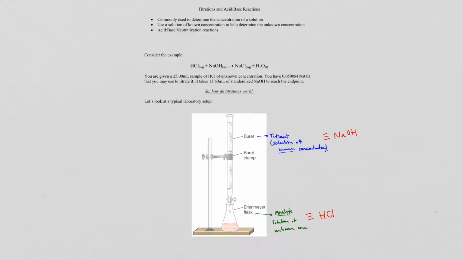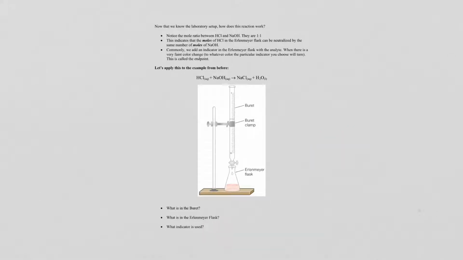Okay? Now, if these two were switched, and there was HCl up here and NaOH down here, you could still use something like phenolphthalein, it's just you would be looking for the solution to go clear from pink. There are actually better indicators you could use, but we won't get into that right now. So let's continue on to the next page.